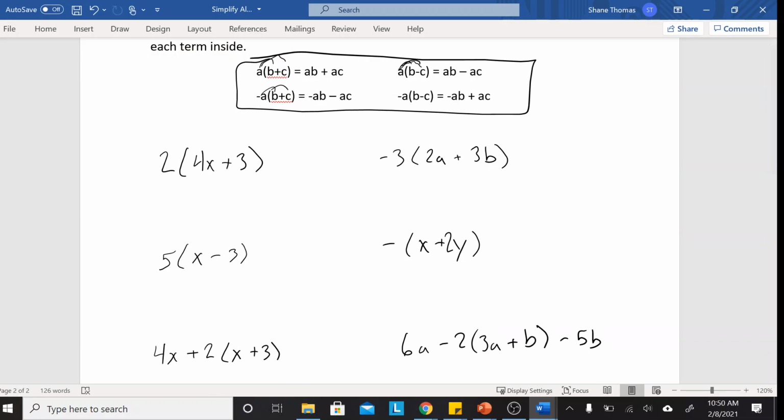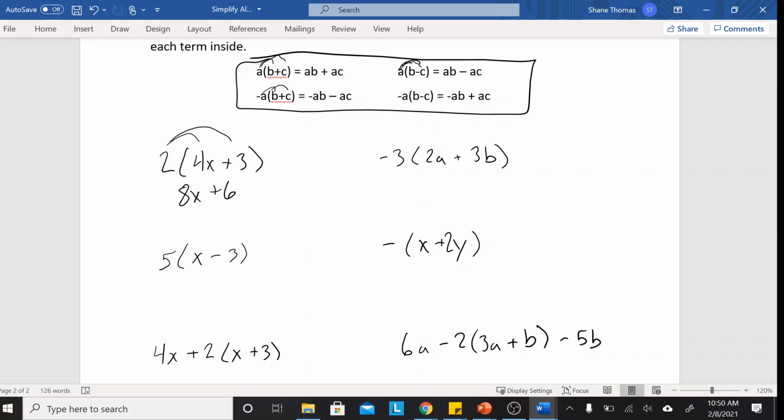I cannot combine what's in parentheses. Order of operations says parentheses come before multiplication. I cannot combine, though, a 4x and a 3 because they are not like terms. Since they're not like terms, now I have to multiply the 2 through. So I have 2 times 4x, which would be 8x, 2 times 3, which would be 6, and it's going to be positive, so I have to carry along a plus sign.